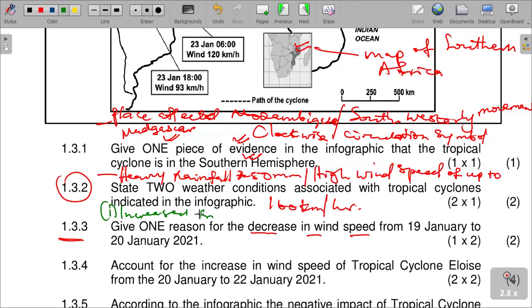Increased frictional drag. The wind is moving over the land, hence the resistance, the frictional force. Increased frictional drag can reduce the wind speed. It can also be because of a decrease in moisture level.